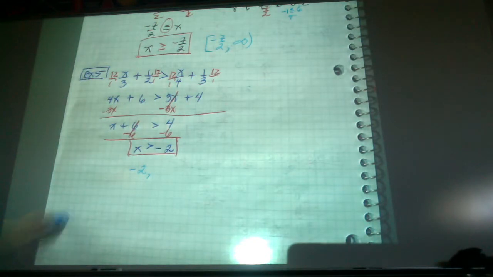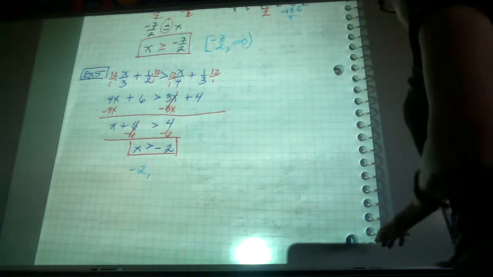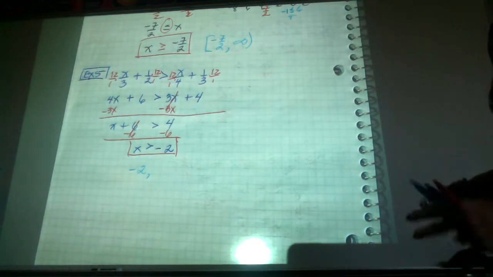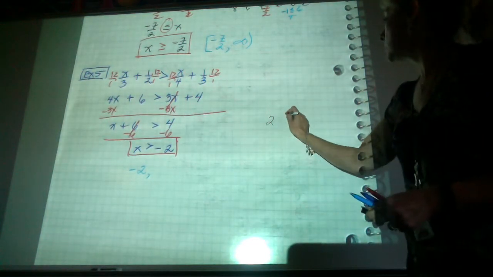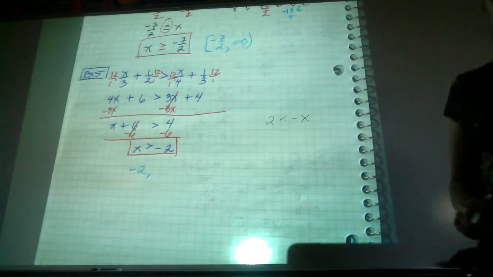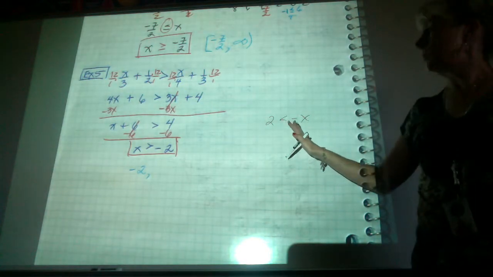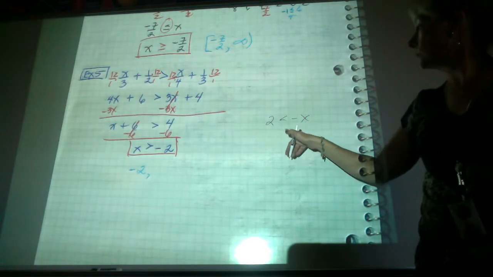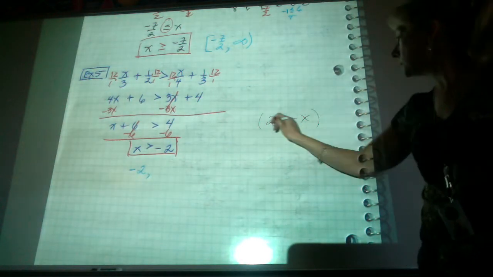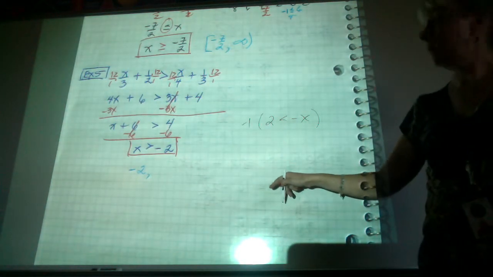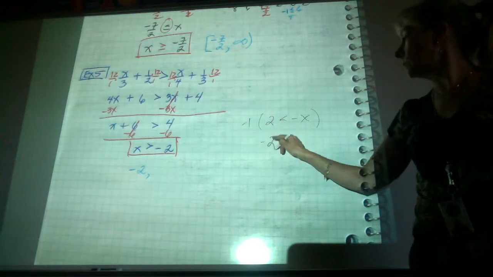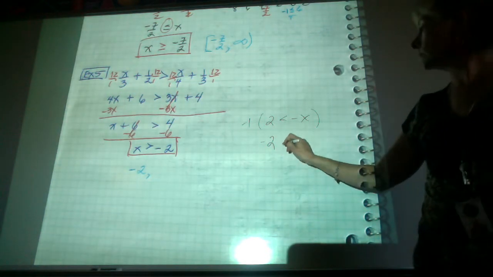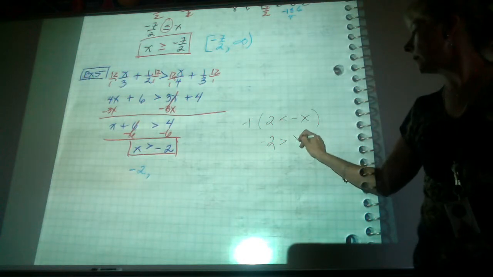Because if you actually came up with a solution of, what did you tell me? I got 2 less than -x, right? Yes. Which is not incorrect, but you haven't solved for positive x. So I'd have to multiply both sides by -1, which makes this -2. It flips this to greater than and makes that positive x.